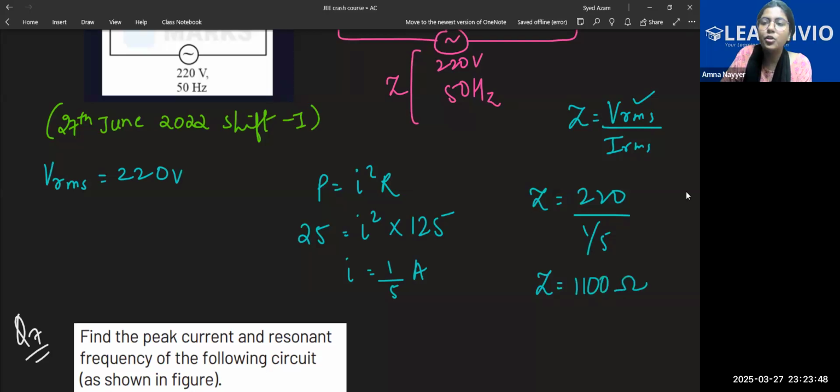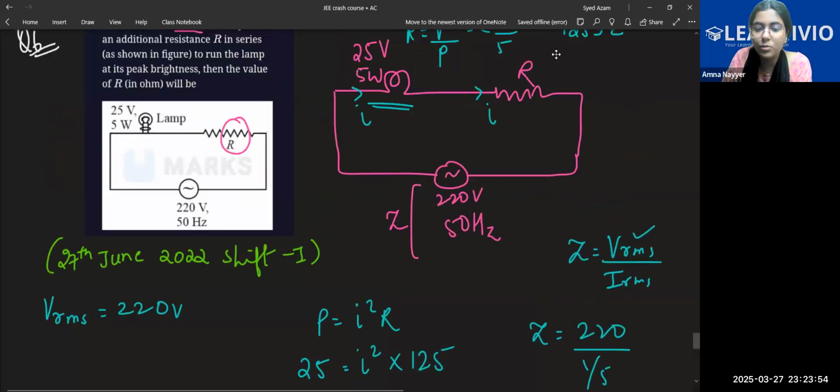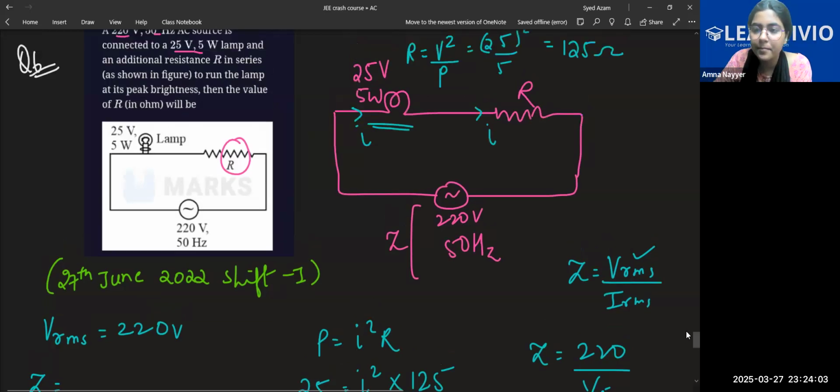Now, Upasana, you tell me. This is the impedance. Total impedance means the net resistance. What is it equal to? How should I write the net resistance equal to? What's the equivalent resistance here? Equivalent resistance. Can you repeat?